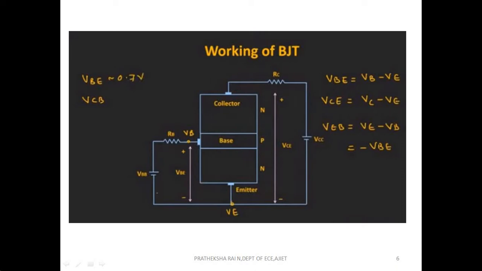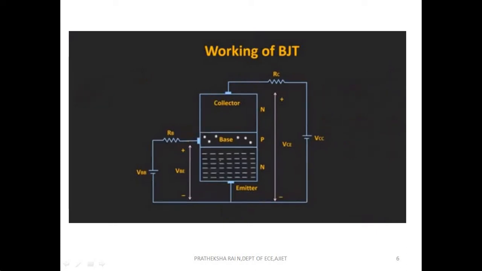Now once we apply these biasing voltages, the electrons from the emitter will be pushed towards the base terminal, because as I said earlier, the emitter is heavily doped. That means the emitter has a large number of electrons as the majority carriers. And once we apply this biasing voltage, this negative voltage will push the electrons towards the base region. So the electrons will start moving towards the base region.